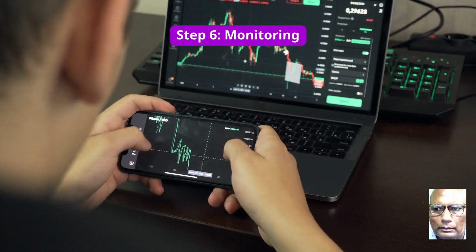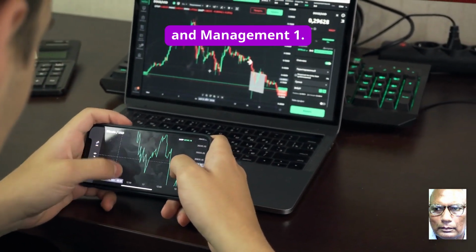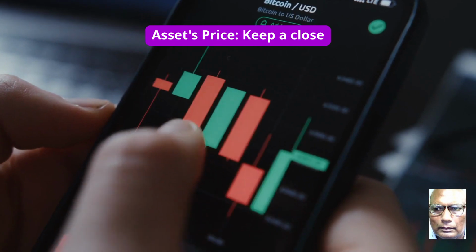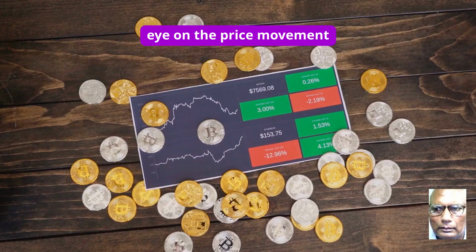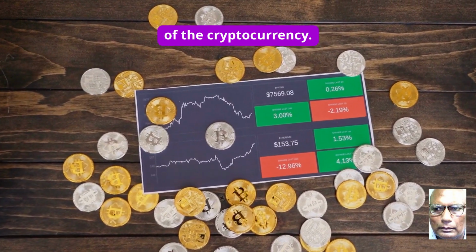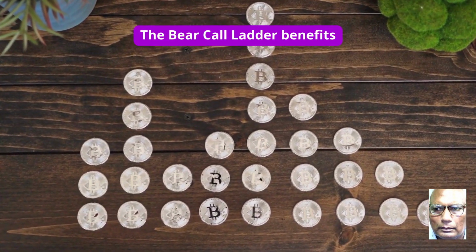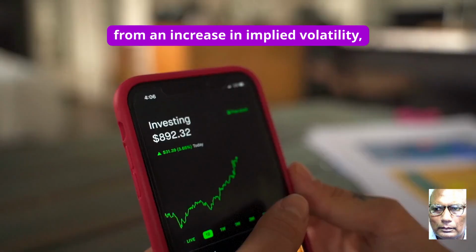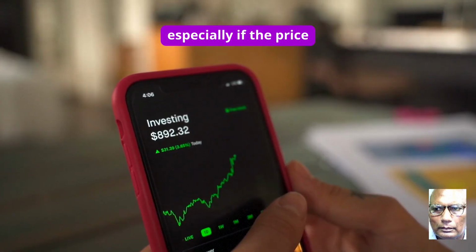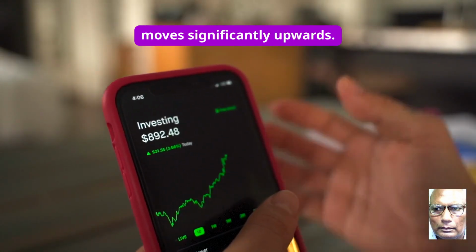Step 6. Monitoring and management. 1. Monitor the underlying asset's price. Keep a close eye on the price movement of the cryptocurrency. 2. Monitor volatility, Vega. The bear call ladder benefits from an increase in implied volatility, especially if the price moves significantly upwards.